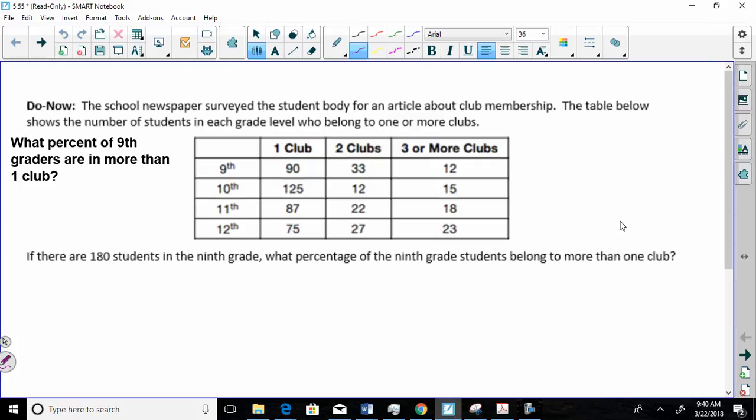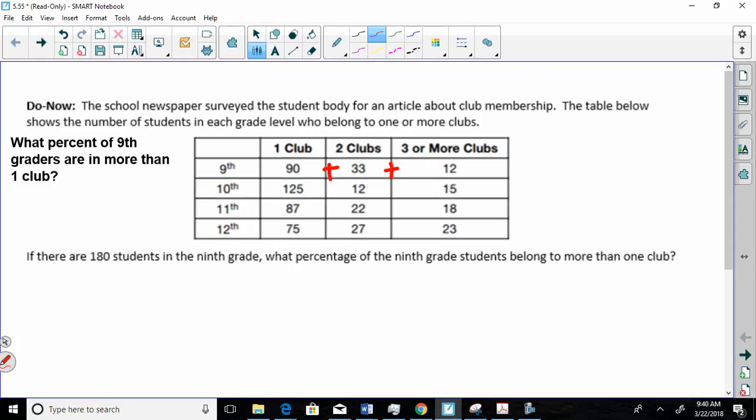Okay, so the first question's up here. It's actually not on your packet, but we need to figure this out first to do the second part of it. So this says, what percent of ninth graders are in more than one club? So first of all, I'm only looking at ninth graders. So make sure to not do more work than you have to, right? So how many ninth graders do I have total?